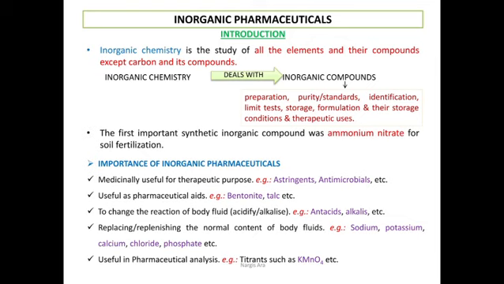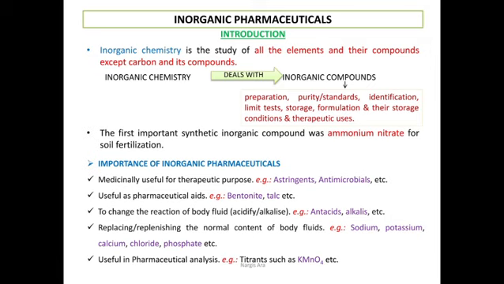In this, we are going to discuss the preparation of inorganic compounds, purity, standards, identification, limit tests, storage, formulation and their storage conditions, and therapeutic uses. The first important synthetic inorganic compound was ammonium nitrate for soil fertilization.